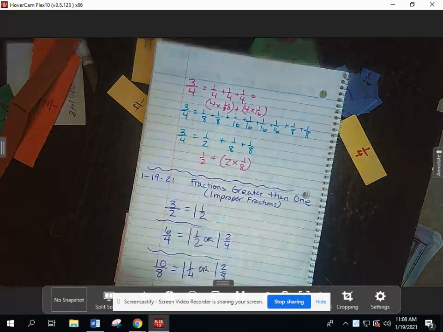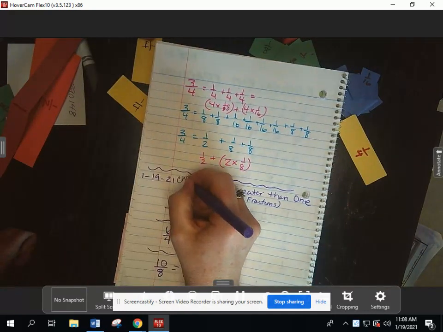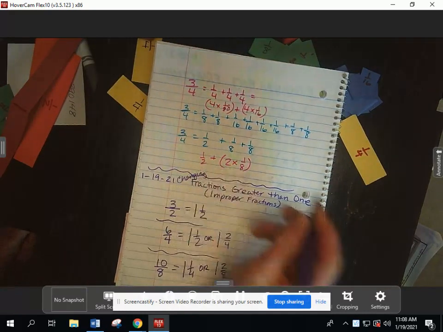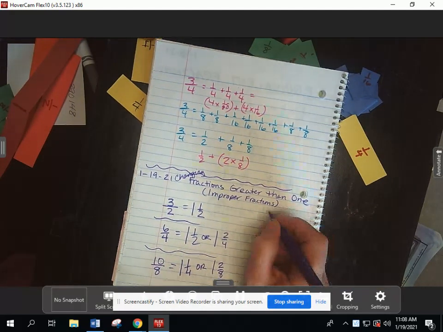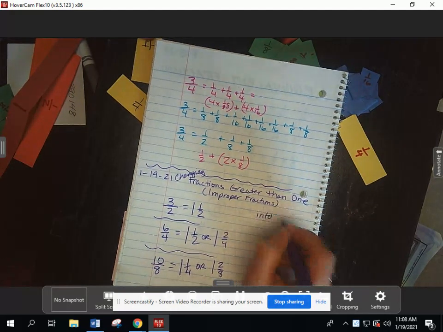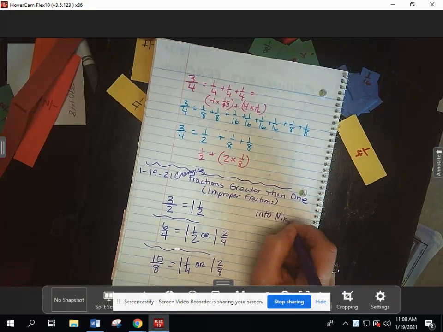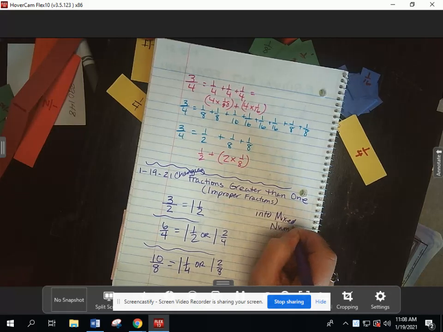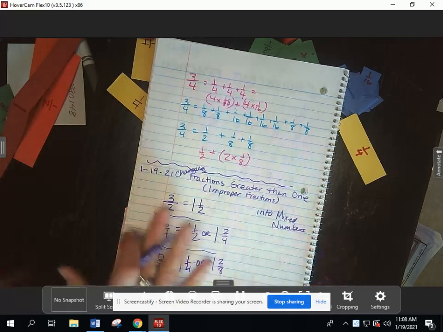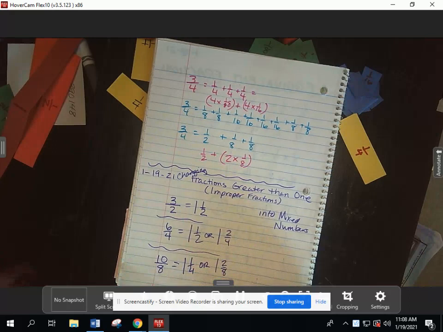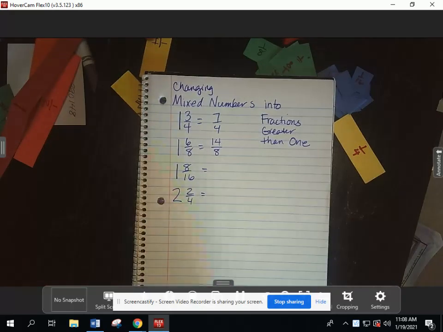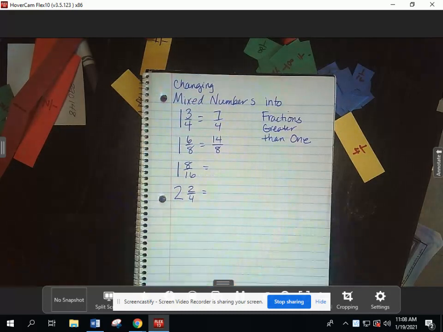Here we had been changing fractions greater than 1 into mixed numbers. So here we're changing them from one form to another, but they still mean the same thing. So we have 2 left that we were working on.